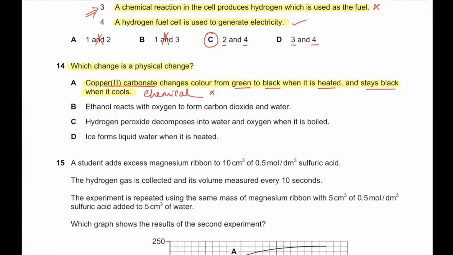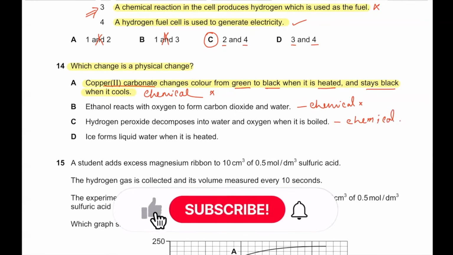So definitely this is wrong. Ethanol reacts with oxygen to produce carbon dioxide and water, also chemical. So thereby wrong. Hydrogen peroxide decomposes into water and oxygen, also chemical. All right. When it is boiled, okay, but still it is chemical because we are forming new compounds out of hydrogen peroxide.